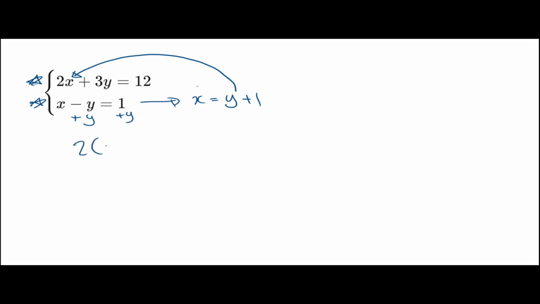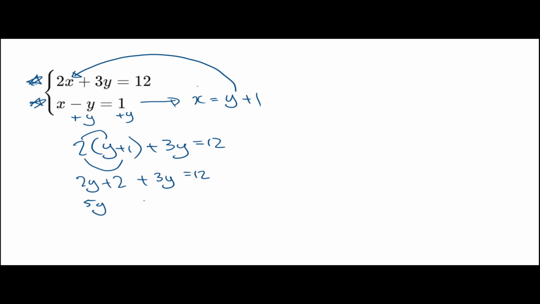So 2 times (y plus 1) plus 3y equals 12. And now expanding out the brackets, so 2 times y, 2 times 1, 2y plus 2 plus 3y equals 12. Collect up the y's. 2y plus 3y is 5y plus 2 equals 12.